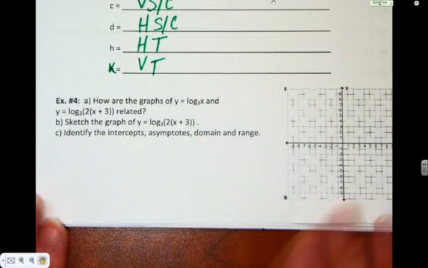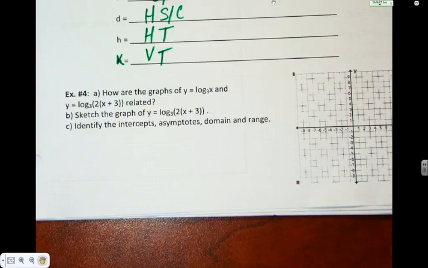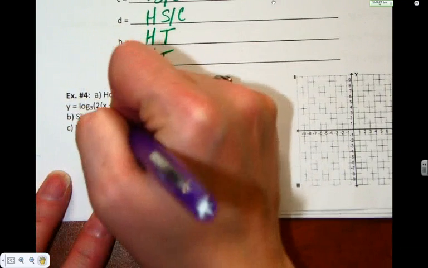Here's an exam question from, I want to say, 3 years ago. Part A asks, how are these graphs related? So that's the equivalent to saying identify the transformations. Part B is sketch the graph with the transformations, and then C, the normal, identify all these things. So part A, it's really just asking what are the transformations? What are the 2 numbers that we need to deal with in part A? The 2 and the 3.